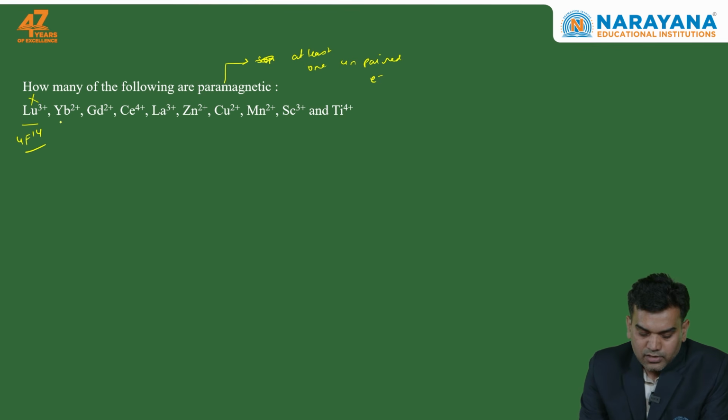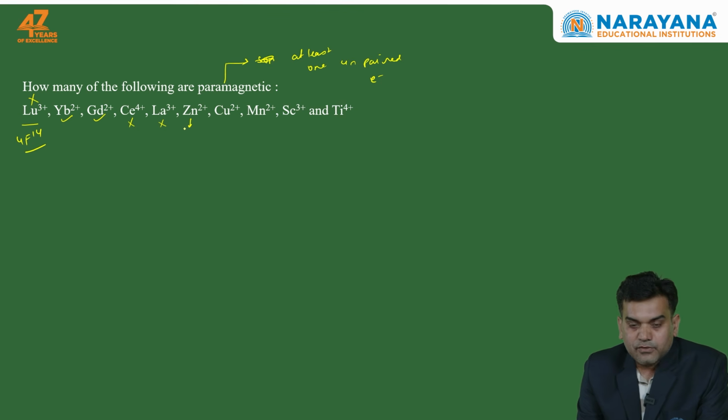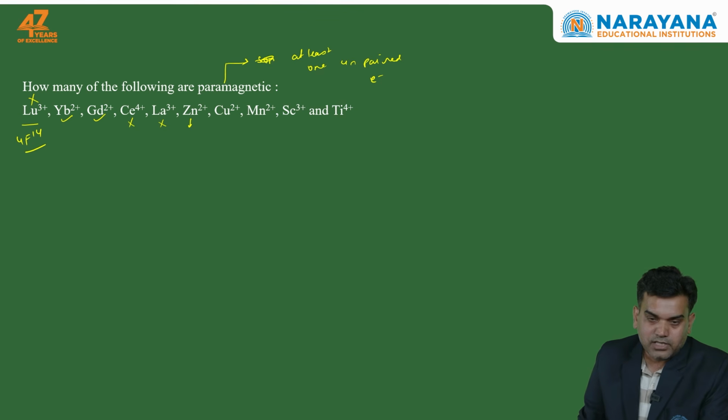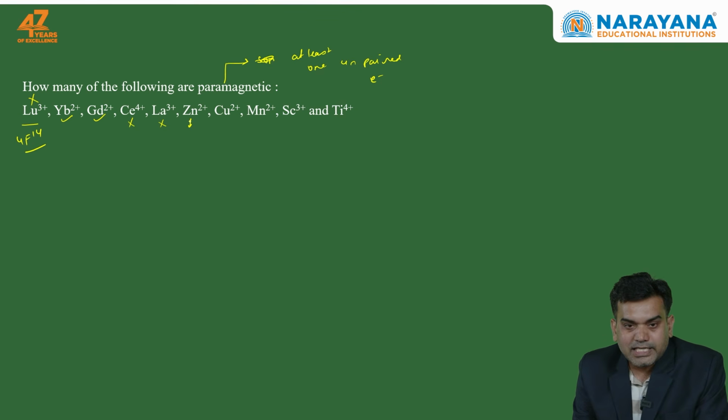Similarly, you can check for ytterbium, you will find there is one unpaired electron. In gadolinium also you will find one unpaired electron. There is no unpaired electron in Ce4+, nor in La3+. The electronic configurations of these 3d ions are simple, and you should remember these. In Zn2+, we know that its electronic configuration is 3d10, so it also does not have unpaired electrons.